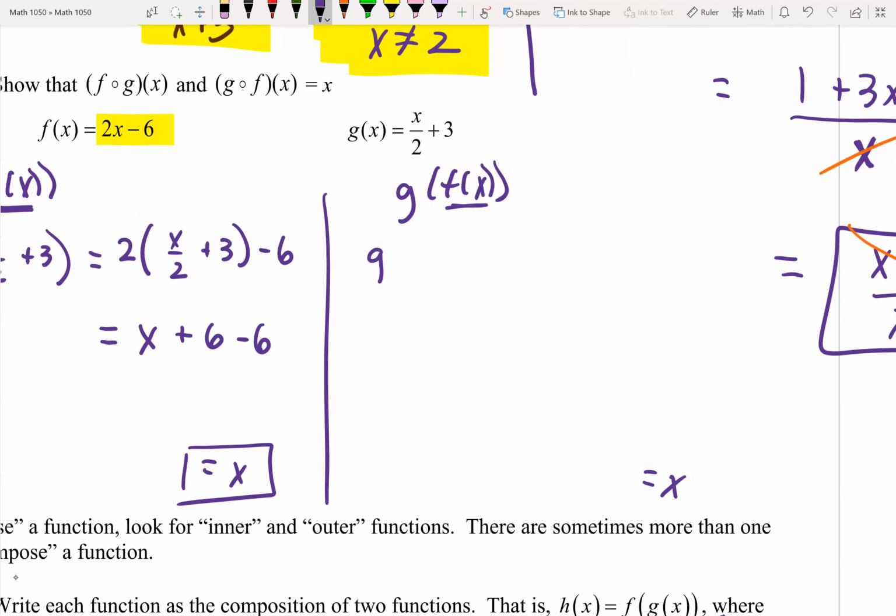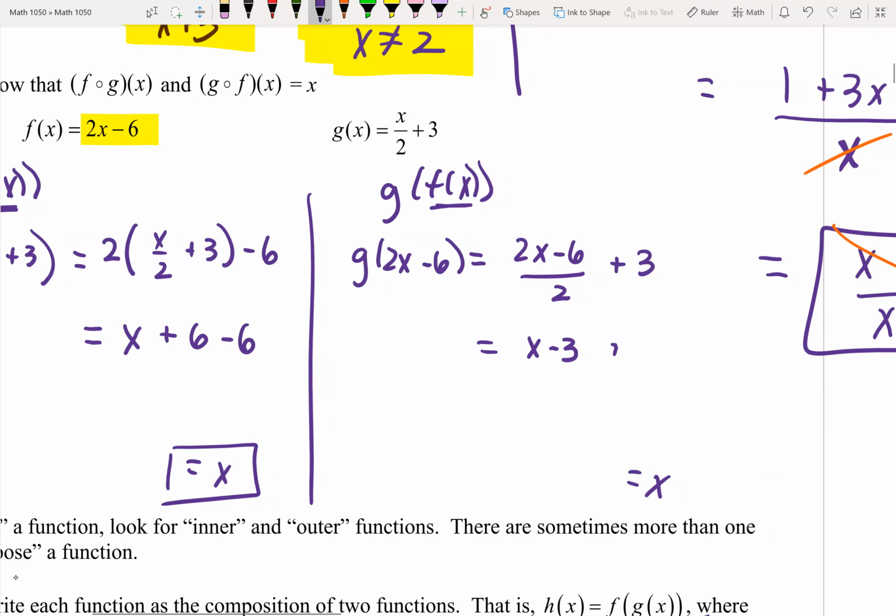Take this f of x and replace it with what f of x is, which is 2x minus 6. So I have 2x minus 6 over 2 plus 3. Look at the fraction. How many terms are in that fraction, everybody? 3. Can 2 go into all those terms? Yes. So can I reduce it? Yes, I can. 2 goes into 2 one time. 2 goes into 6 3 times. 2 goes into 2 one time. I don't need a 1 on the bottom, so I'm going to go plus 3, and then 3 minus 3 goes away. Done.